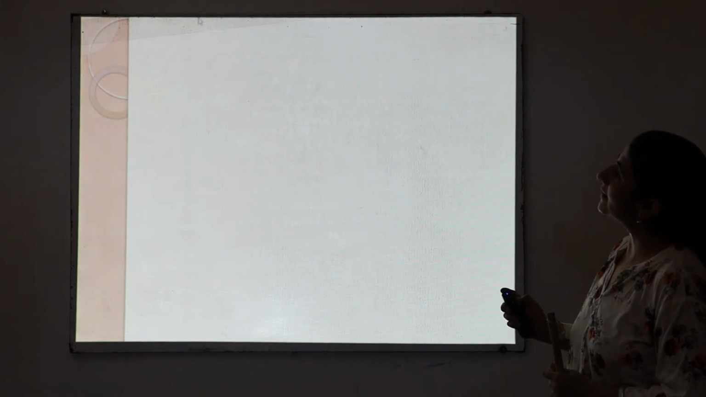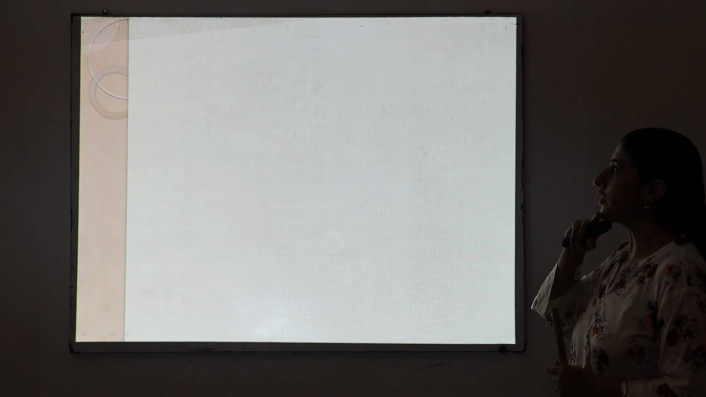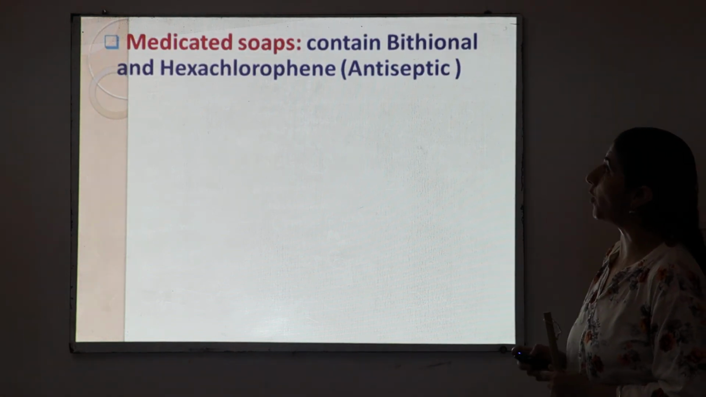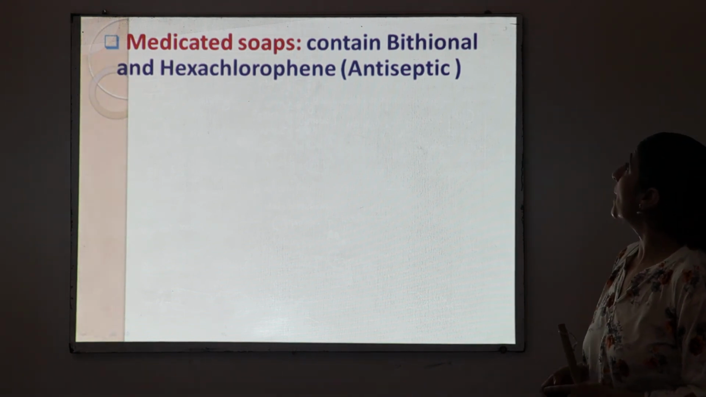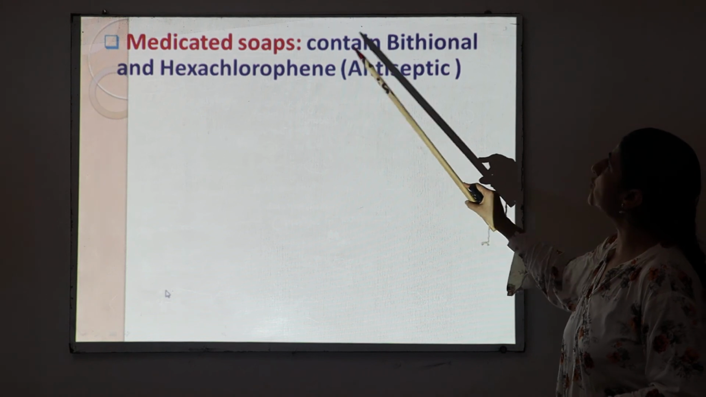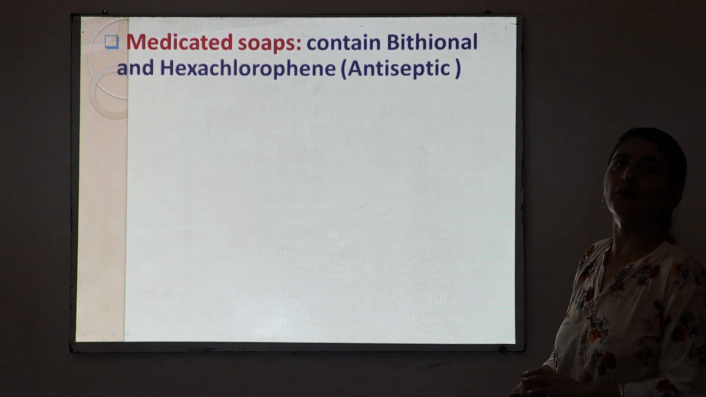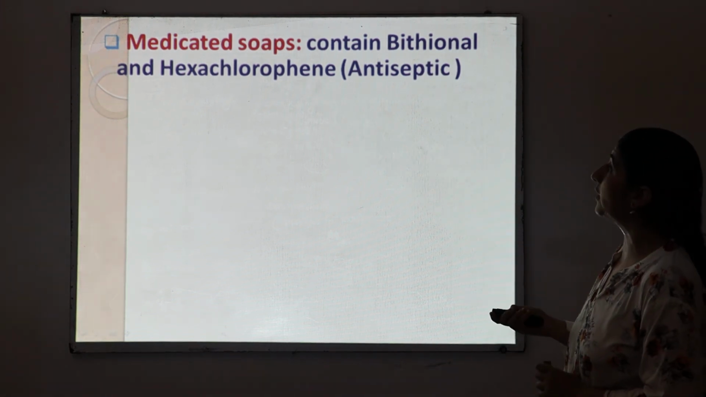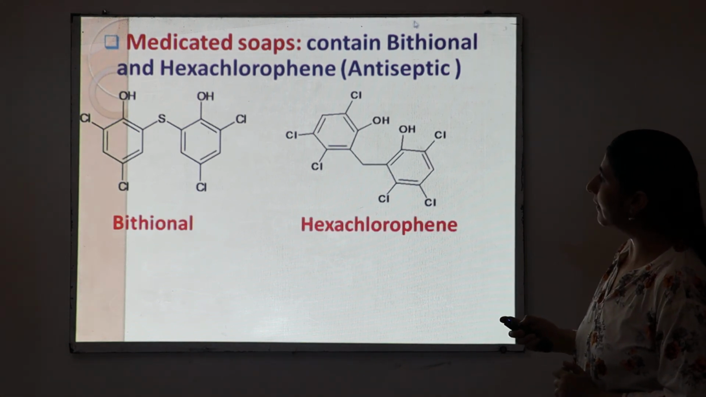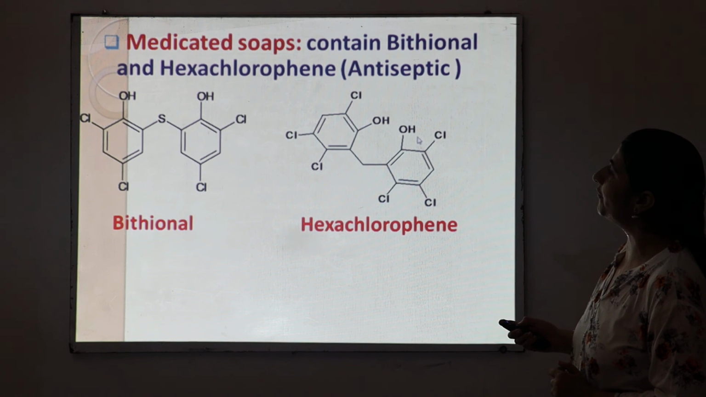Next are the materials or things we use in our daily life. Number one, the medicated soap. They basically contain bithionol and hexachlorophene. These two compounds are basically phenolic derivatives. So these are the structures of bithionol and hexachlorophene.